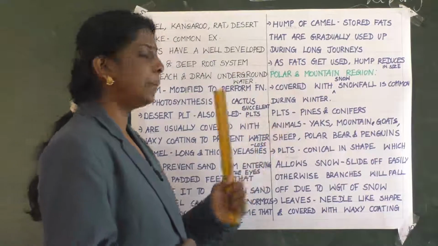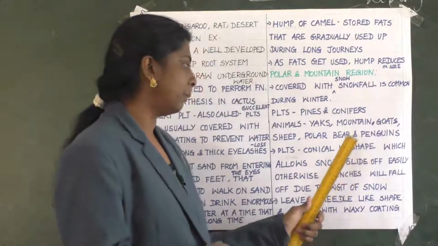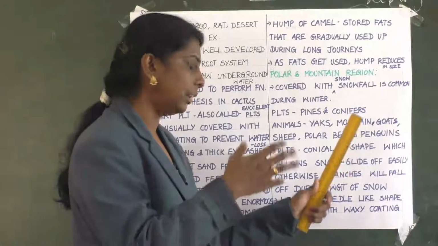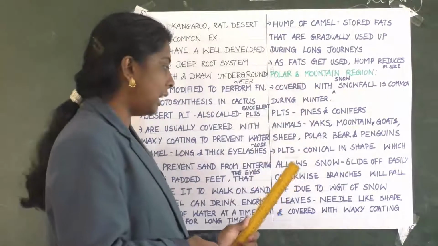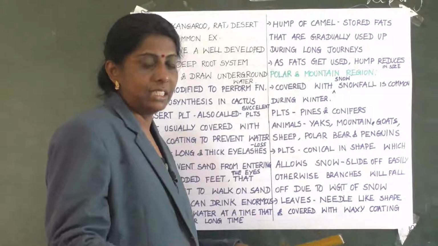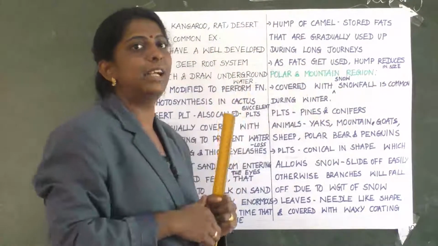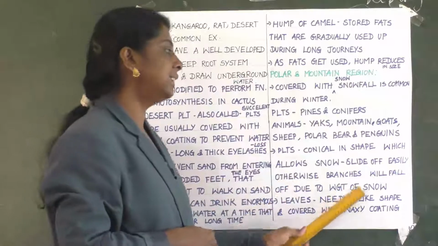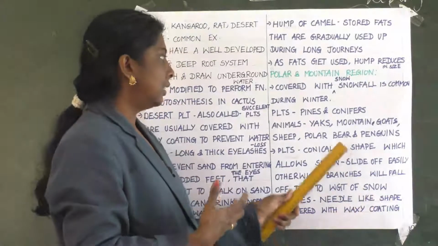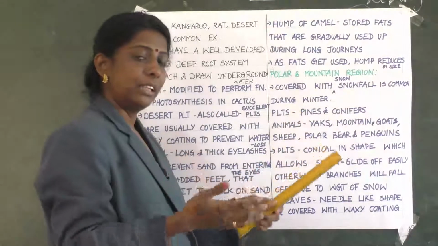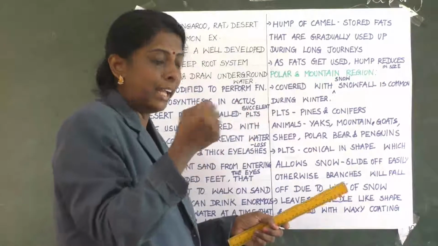So, these are different animals. Then, plants are generally conical in shape, with leaves which are conical in shape, which allows snow to slide off easily. Since they are conical in shape, the snow which falls on the leaf will slide off easily. Otherwise, branches will fall off due to the weight of snow. If not, it will become heavy.